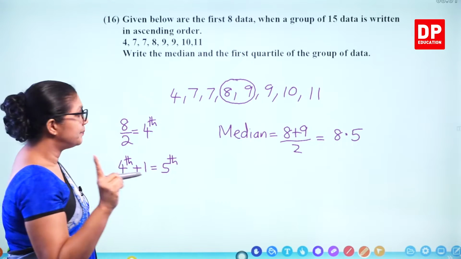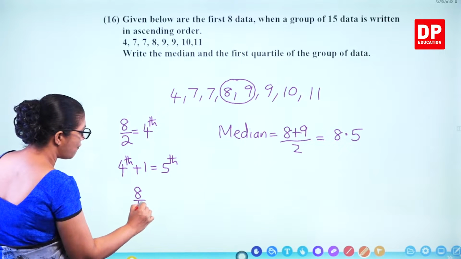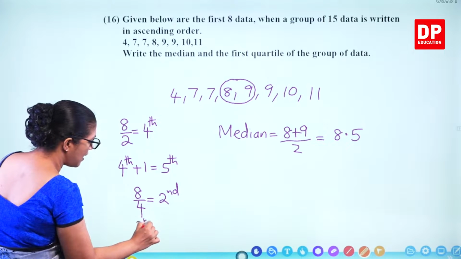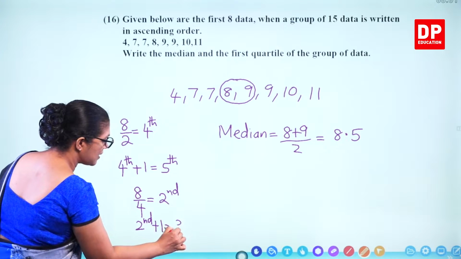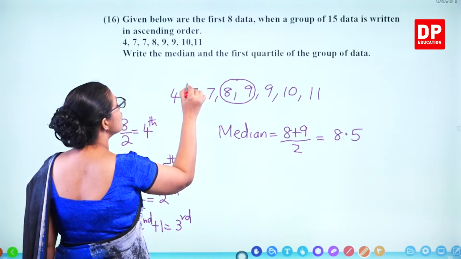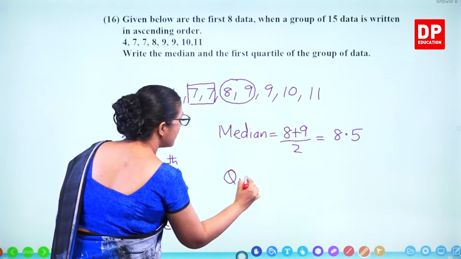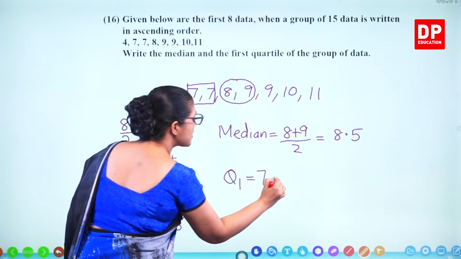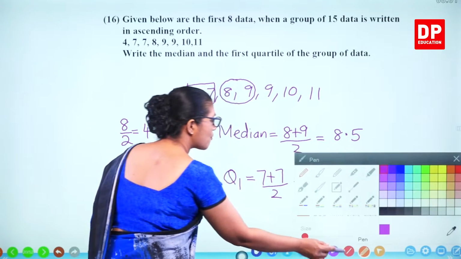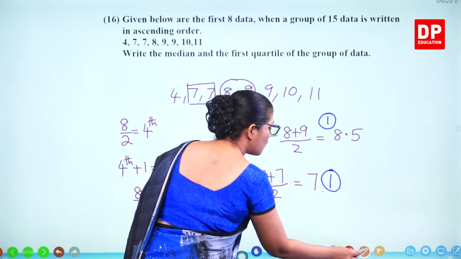Now first quartile, Q1. So what you do? 8 divided by 4. That means second term and add 1. That's the third term. Second and third term. 1, 2, 3. So these two you have to take. So Q1 is equal to 7 plus 7 divided by 2. You get 7. So 1 mark for finding median and 1 mark for first quartile.